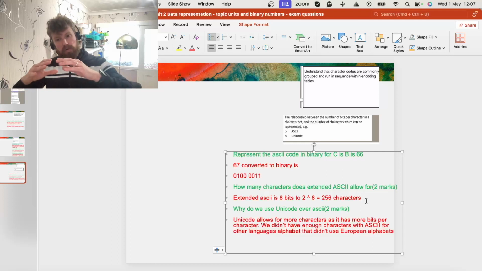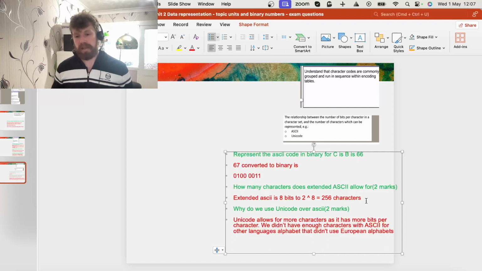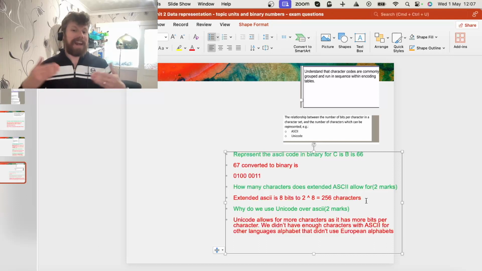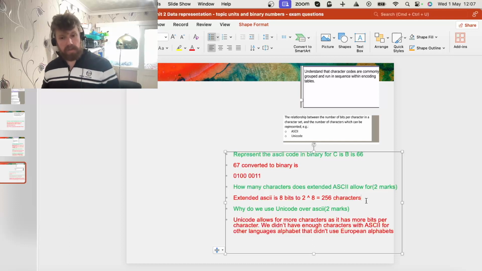So we were able to include all of those different features with Unicode, and then we started adding in things like emojis. So the answer that you're going to give is: Unicode allows for more characters as it has more bits per character. We didn't have enough characters with ASCII for the other languages' alphabets that didn't use European alphabets. What I'm doing there is I'm really explaining it. I'm showing off what I know. I'm saying that it has more bits in Unicode, so this allows for more characters that are nothing to do with the European alphabet.